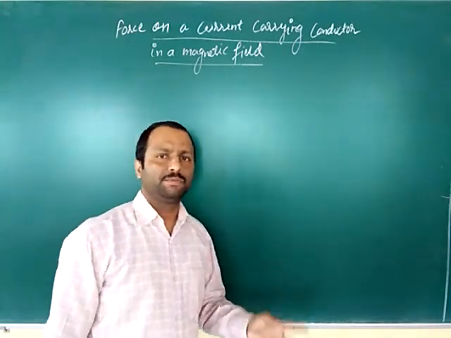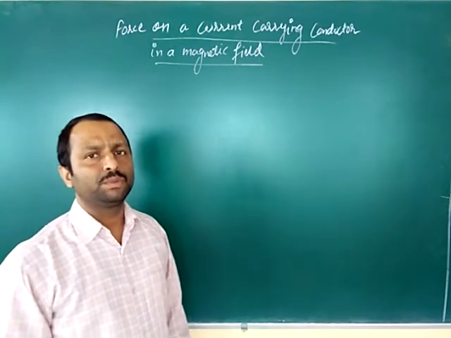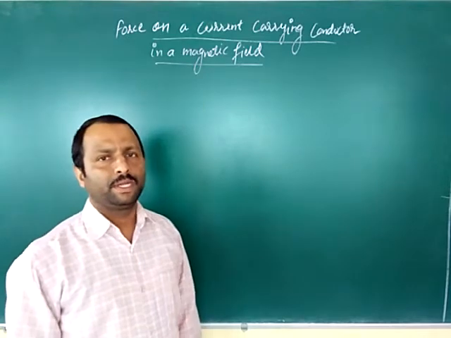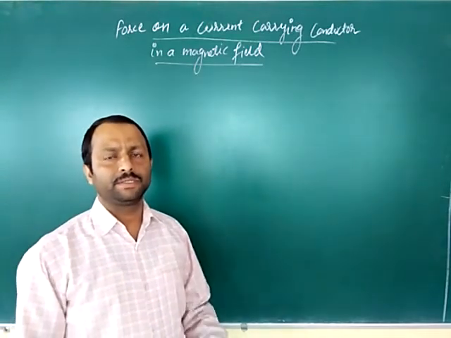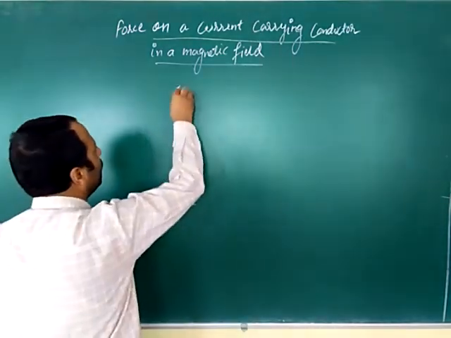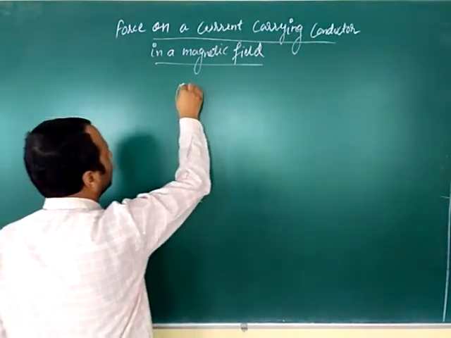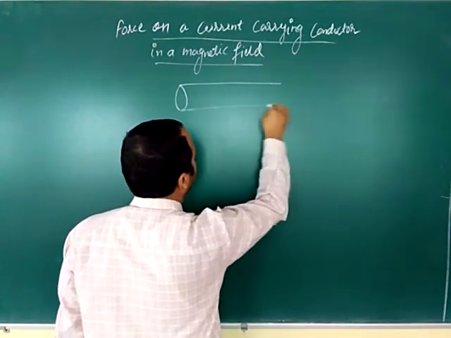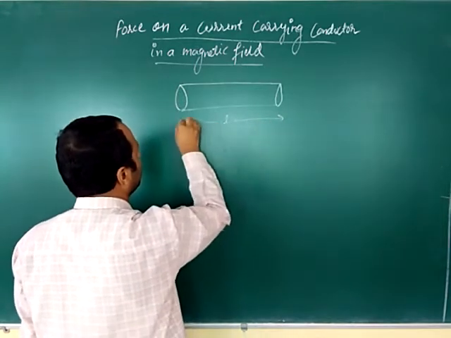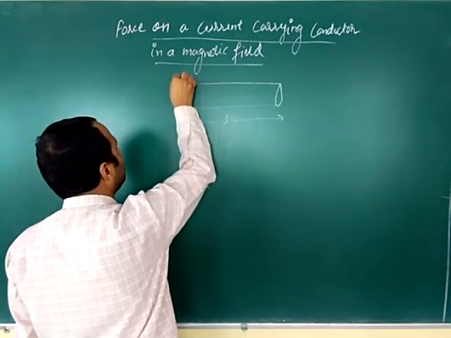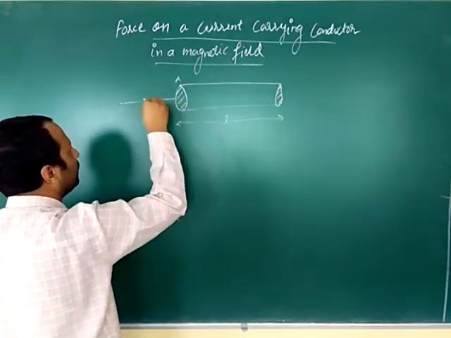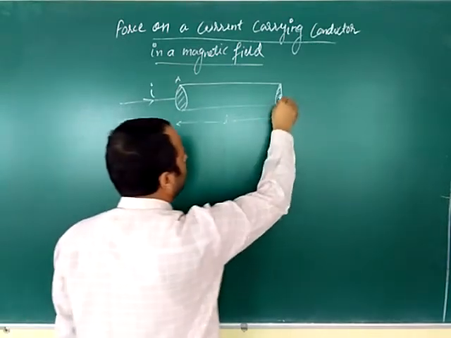See, the two topics are different. There we have calculated the force is equal to BQV sin theta. Here, a current carrying conductor, as you know very well, contains a large number of free charge carriers. So let us see what is the expression for that. Let us consider a conductor of length L, area of cross section being A, and I is the current flowing in the conductor.